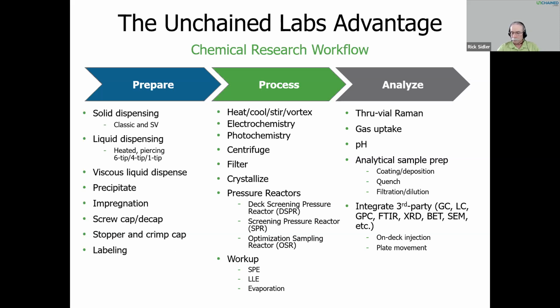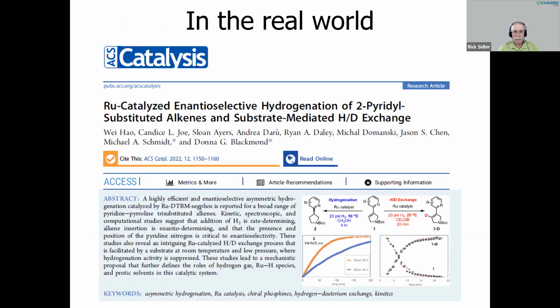In the remaining few minutes we have, let's look at a real-world application of the OSR. And what I want to show is a recent example, a recent publication from the groups at Scripps and BMS. Donna Blackman at Scripps and Michael Schmidt from BMS recently published a paper on the enantioselective hydrogenation of pyridyl substituted alkenes. Basically, it's the reaction that you see here with the blue text. So these substituted pyridyl reactions, hydrogenations of those.